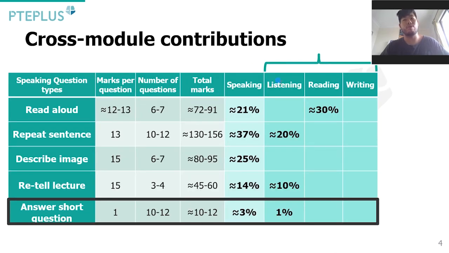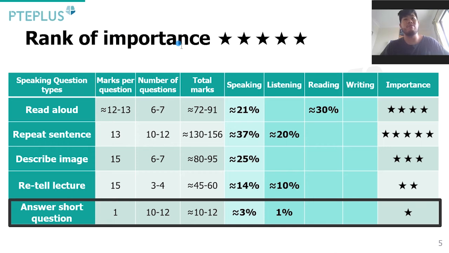You can see the cross-module contributions here. For answer short question, it also contributes to your listening score. It contributes 3% to your speaking and only 1% to your overall listening score, meaning that the total contribution to the listening score from the speaking section amounts to around 31% typically. That's why, in terms of rank of importance, we allocate it with just 1 star, whereas tasks such as repeat sentence are given 5 stars, read aloud, 4 stars, 3 stars, 2 stars. So answer short question we consider to be one of the least important aspects of the test.